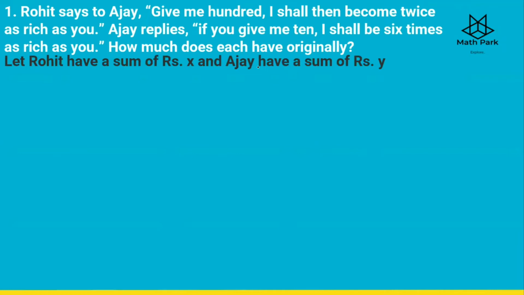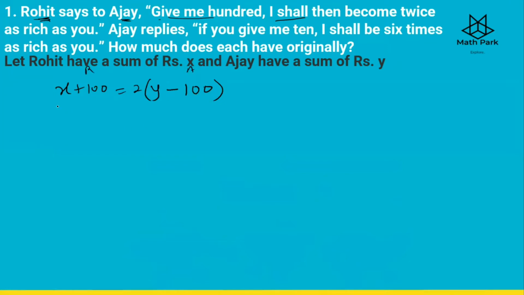So what do they say? Let us see. Rohit is having x and Ajay is having y, correct? Then Rohit says to Ajay, give me 100. That means if Ajay gives, from Ajay's money 100 will be subtracted and Rohit is going to gain 100, correct? And then he says, if you give me 100, I shall then be twice as rich as you. That means Rohit will be twice as rich as Ajay. This is your Rohit and this is your Ajay, remember.